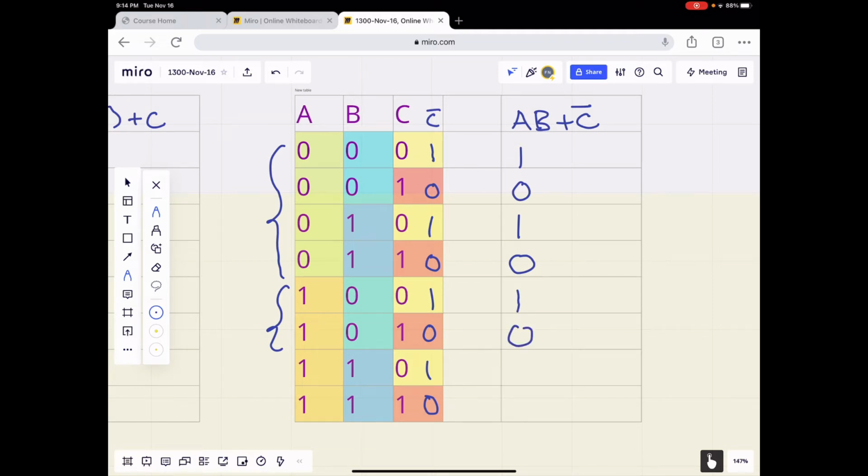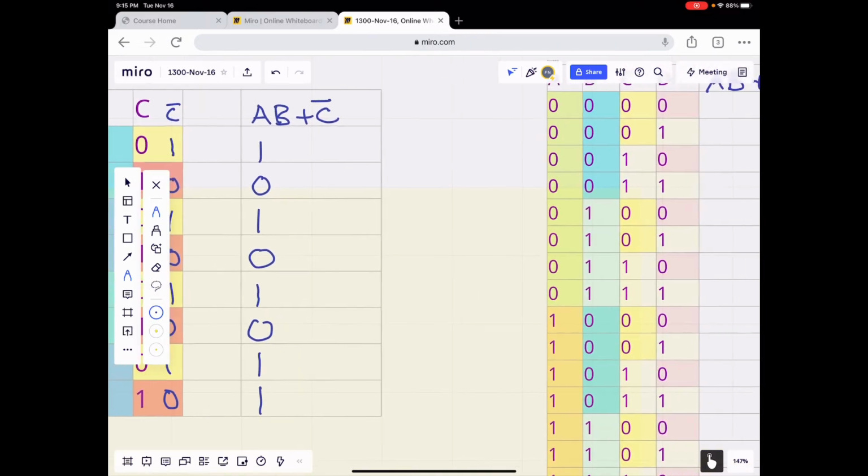And over here, when you multiply, it equals 1. So 1 plus 1 equals 1, and 1 plus 0 equals 1. So that is the output for the Boolean expression A and B plus C not, A and B or C not.